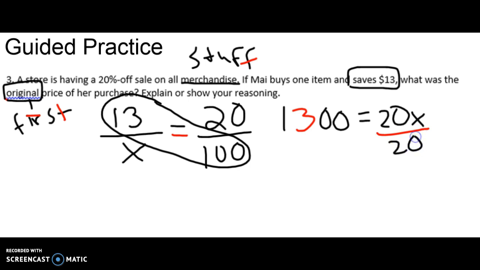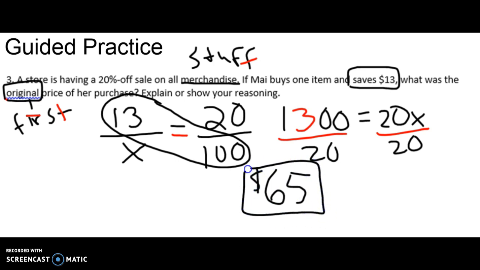Divide by 20 on the right, divide by 20 on the left. So I do 1,300 divided by 20, and I'm getting $65. So the original price of Mai's item was $65.